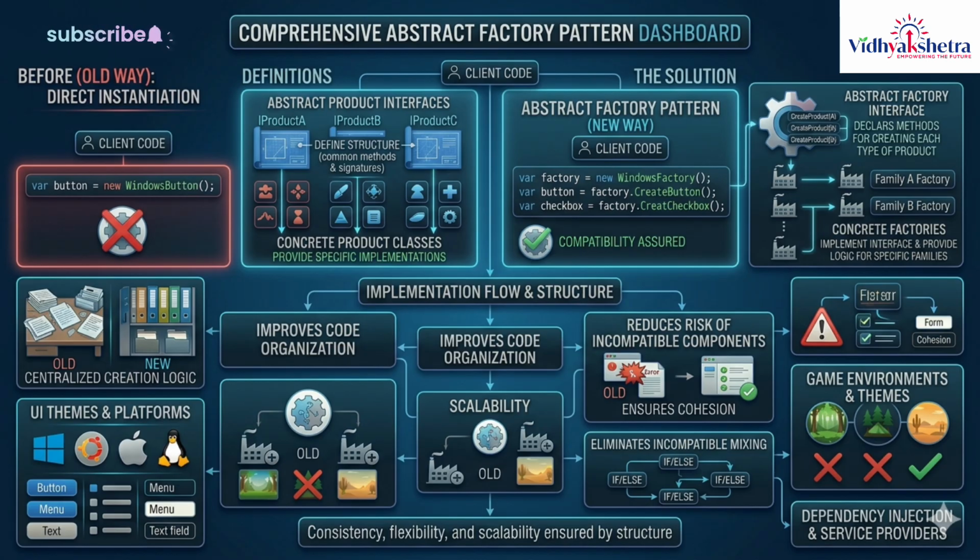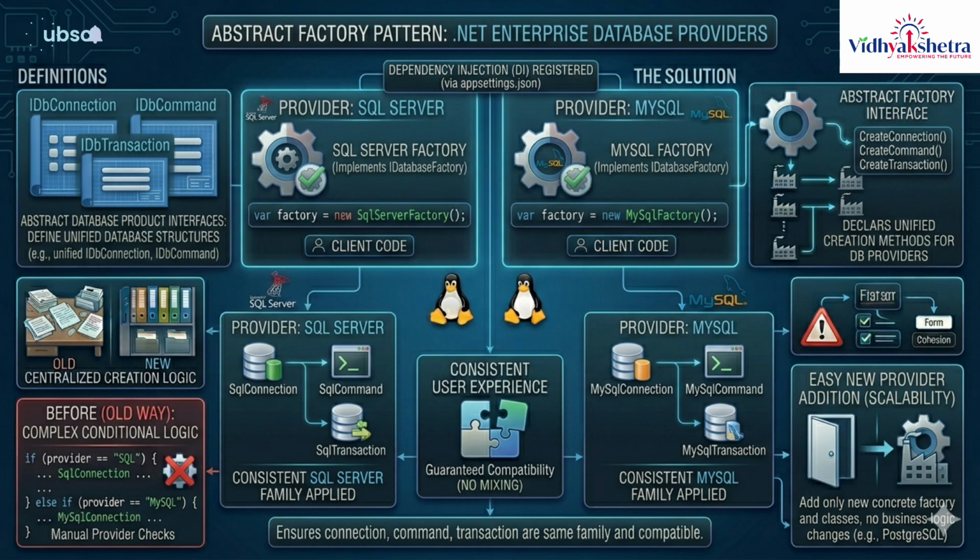The client code interacts only with the abstract factory and product interfaces, ensuring independence from concrete implementations. This structured approach ensures consistency, flexibility, and scalability in object creation. In the context of .NET development, the abstract factory design pattern is widely used in building scalable, maintainable, and platform-independent applications, especially when dealing with multiple related services or components that must work together.